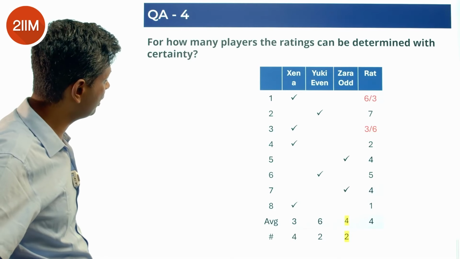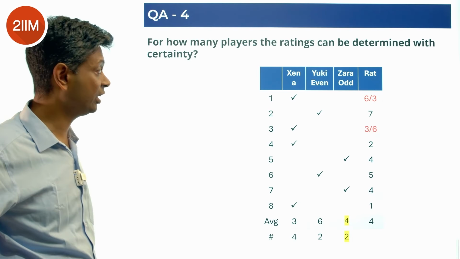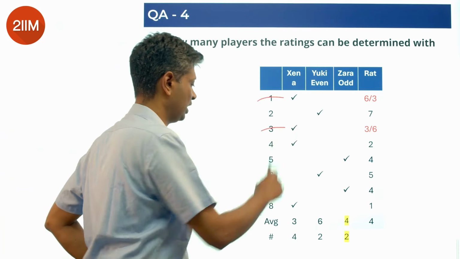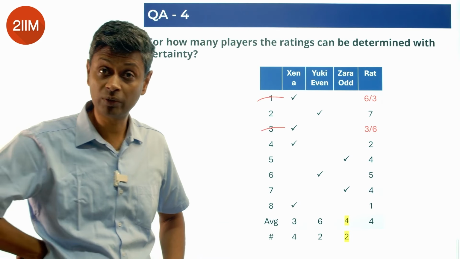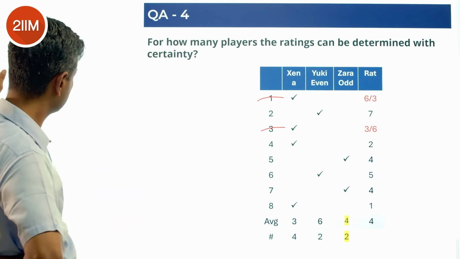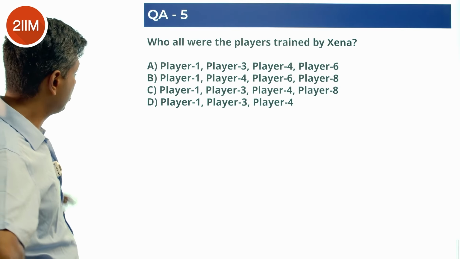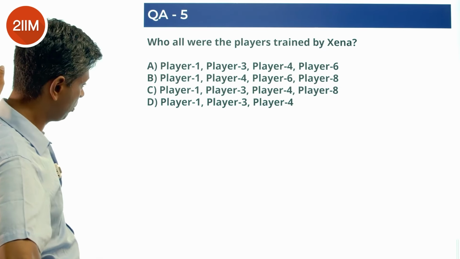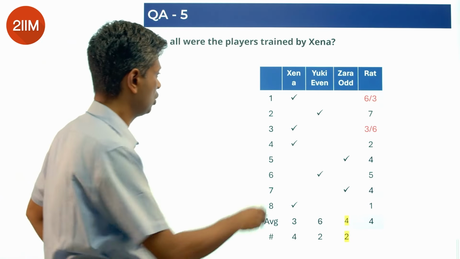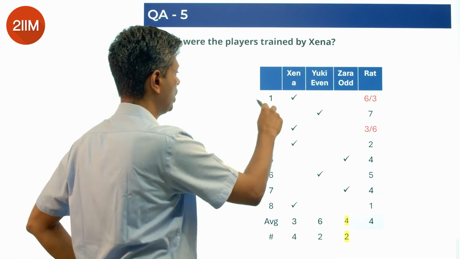For how many players can the rating be determined with certainty? Except 1 and 3, everything else, 8 players, 6 of them we can know with certainty. Who were all the players trained by Zena? 4 players, not 5 and 7. 1, 3, 4, 8.